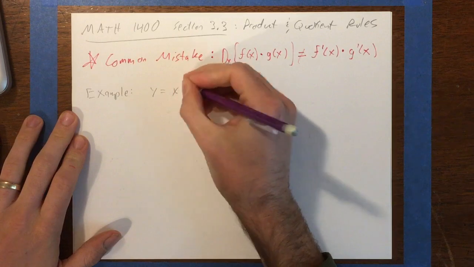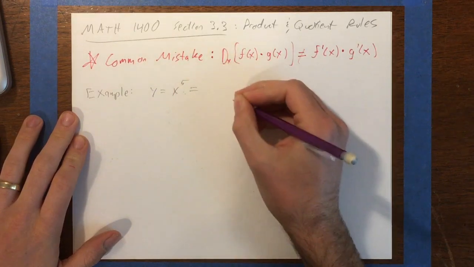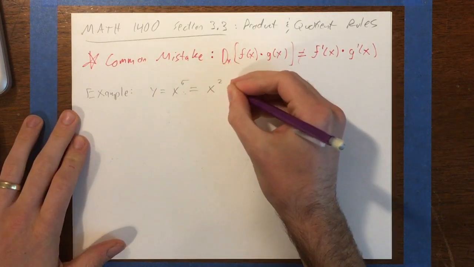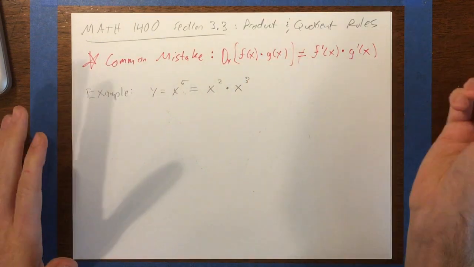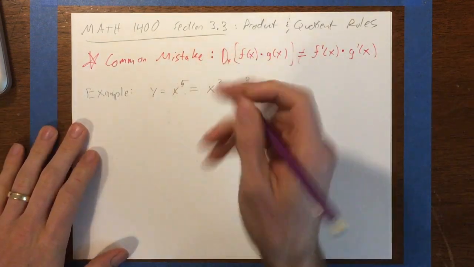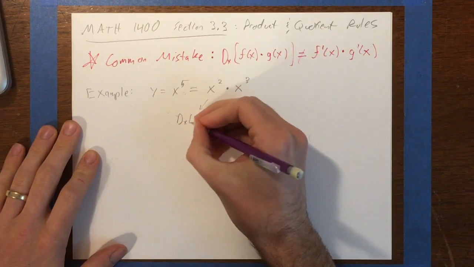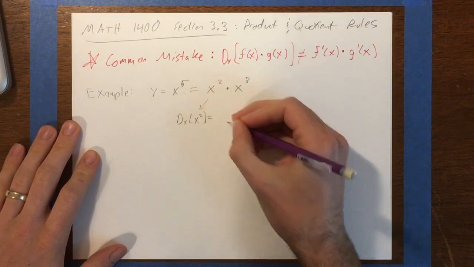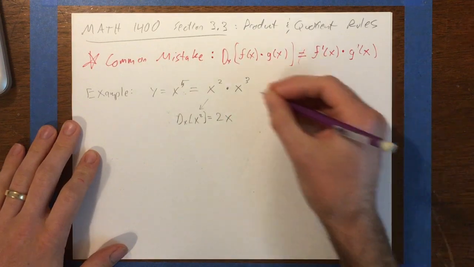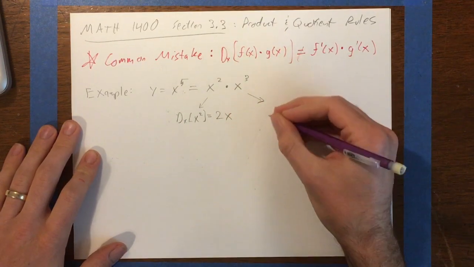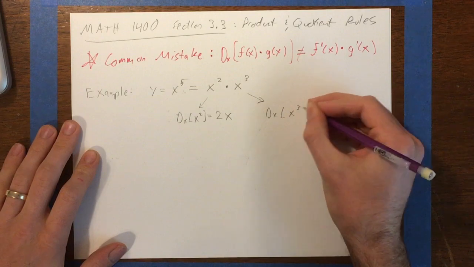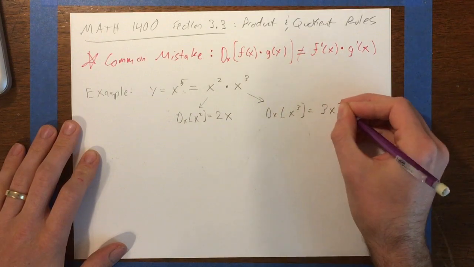Let's take y equals x to the power 5. We know x to the power 5 is x squared times x cubed, right? Like 2 plus 3 is 5. Okay. If we take the derivative of x squared, we get 2x using the power rule. We're good with that. If we take the derivative of x cubed, we get 3x squared using the power rule.